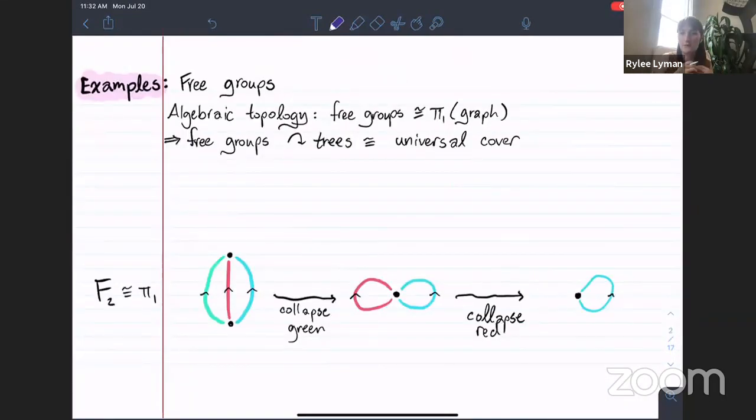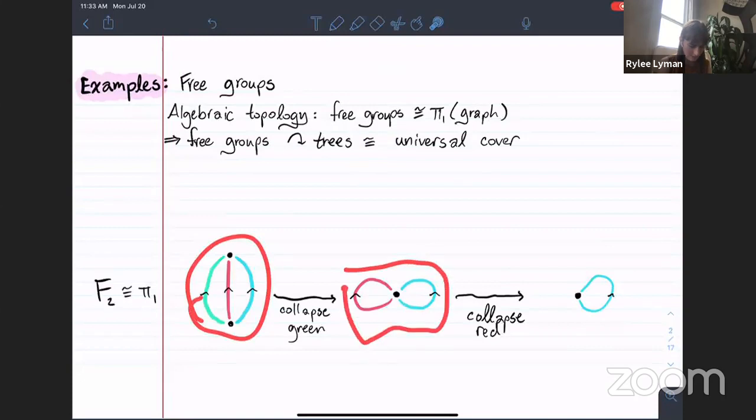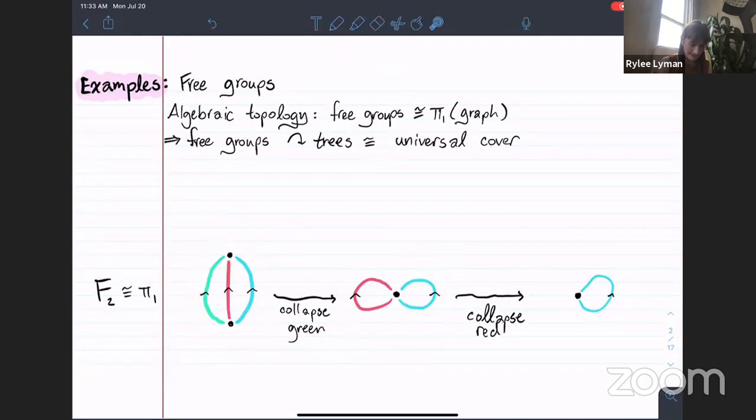So free groups are maybe the first class of groups that we think of as acting on trees. We learned in our first algebraic topology class that free groups are fundamental groups of graphs. So that means that free groups act on the universal cover of those graphs, and those universal covers are trees. So here's maybe our favorite free group, the free group of rank 2. And I can realize it as the fundamental group of this graph and also this graph fairly easily.